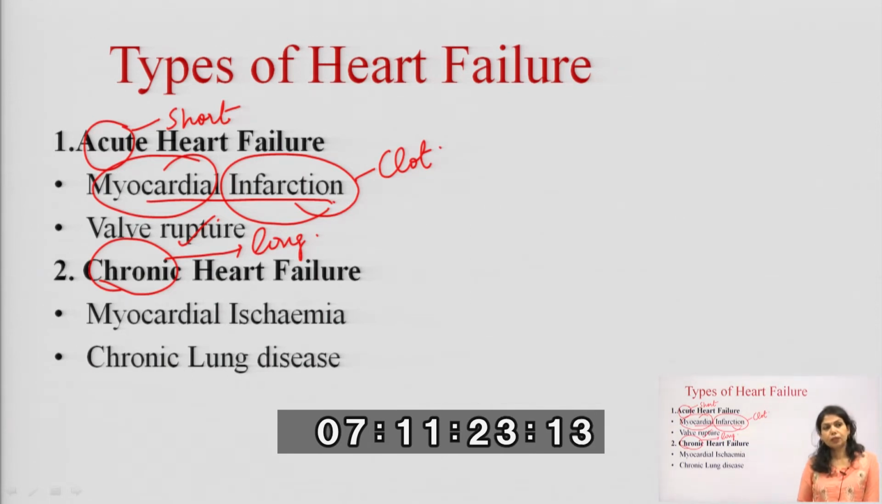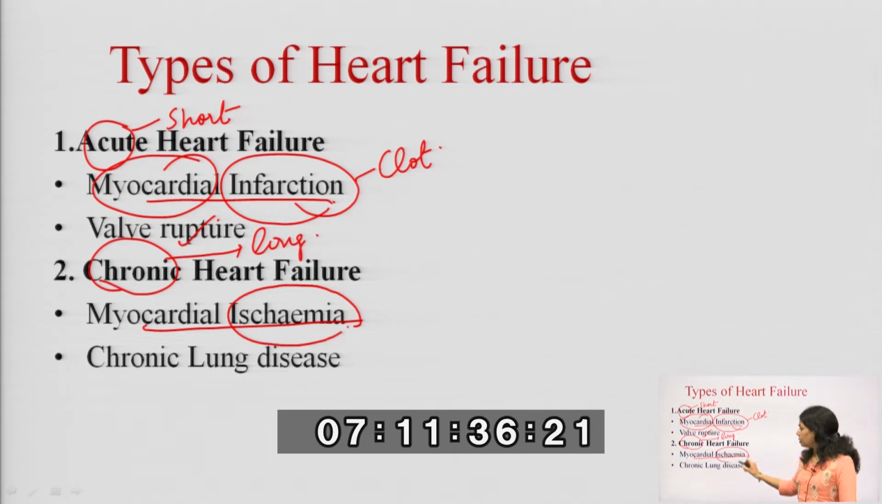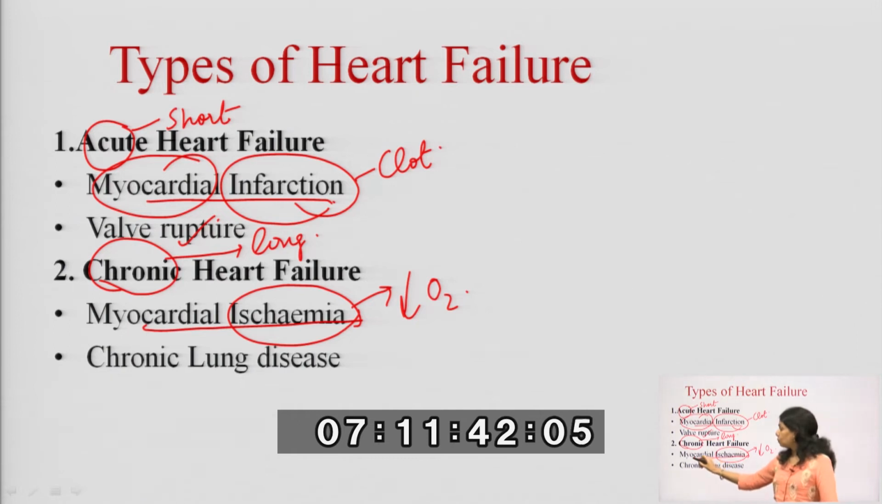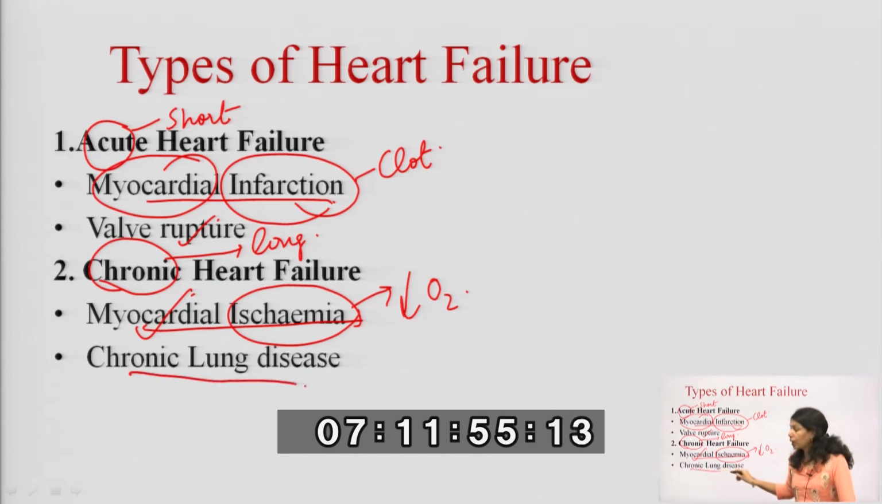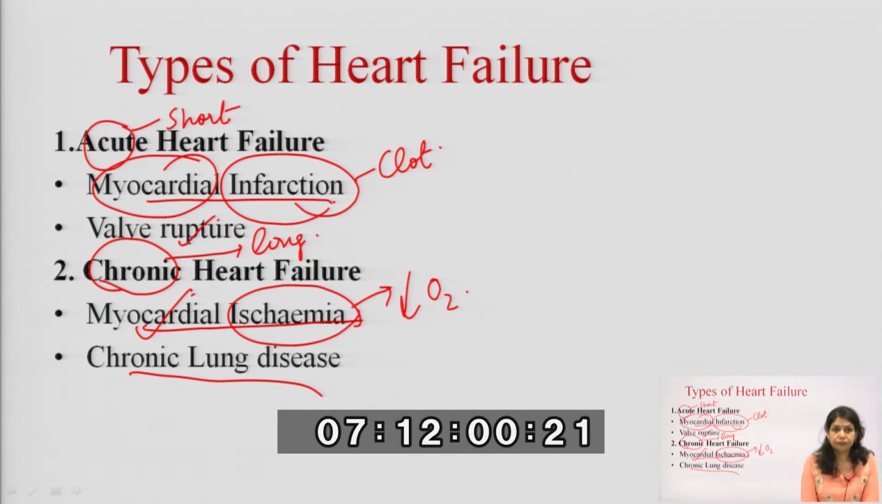Okay. Then there is chronic heart failure. Why does chronic heart failure occur? Due to another disease called myocardial ischemia. Ischemia means less supply of oxygen to the myocardial portion of the heart, so the heart will not be able to contract properly. When the heart is not able to contract properly, it will not be able to eject proper blood. Or if a patient is suffering from a chronic lung disease, then also the patient may suffer from chronic heart failure. Okay.